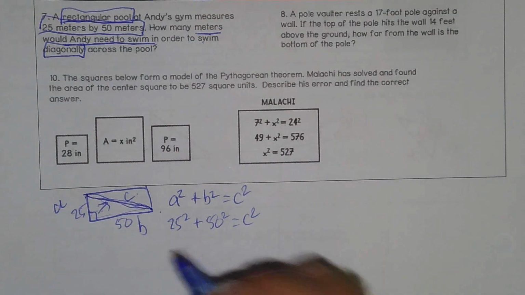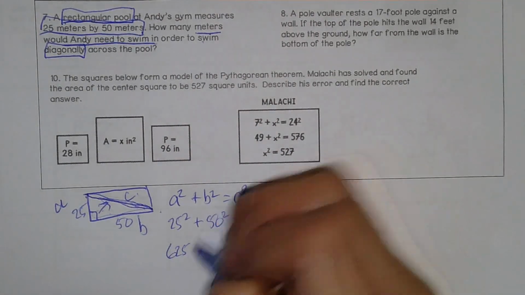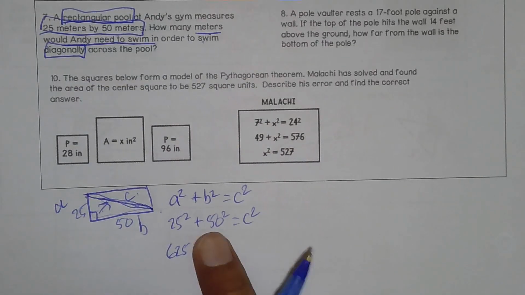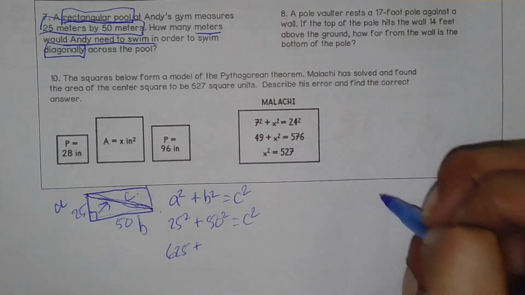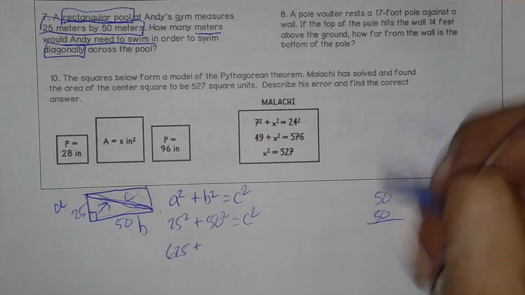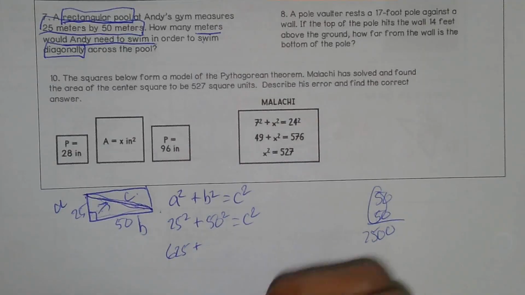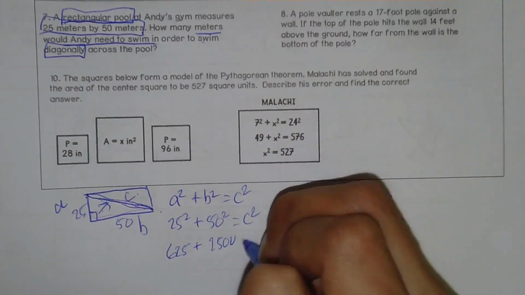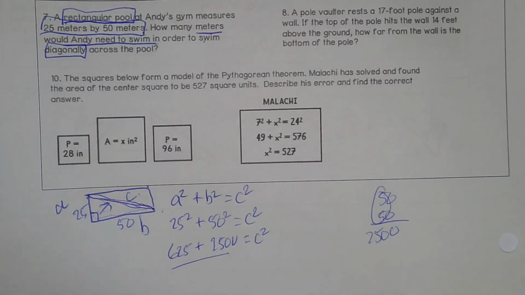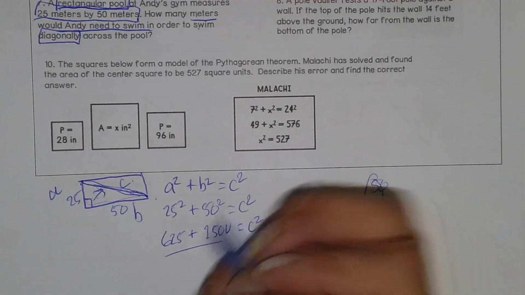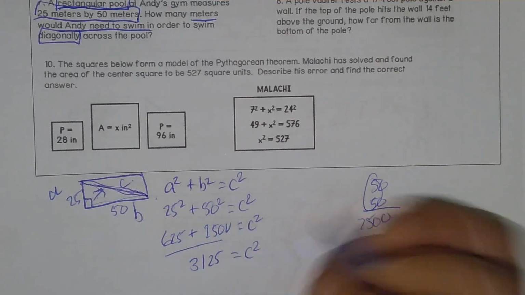25 squared is going to give me 625 plus, and then 50 squared. Okay, 50 squared can be a little tricky, but it's just saying 50 times 50. What I do is just multiply 5 times 5, which is 25, and then put my zeros. 2,500 is equal to C squared. Now I'm going to add these two, and that's going to give me 3,125 is equal to C squared.